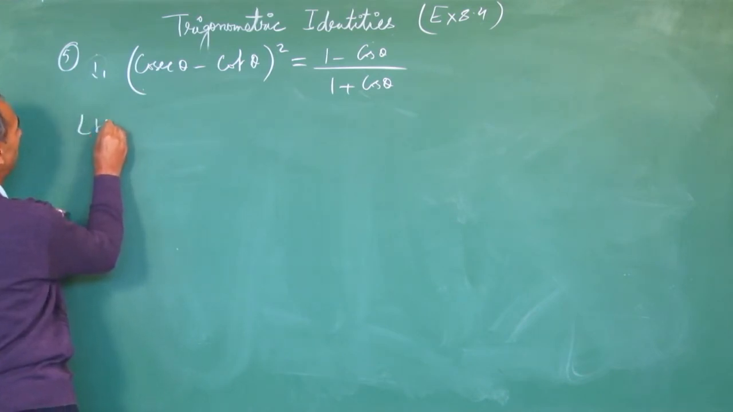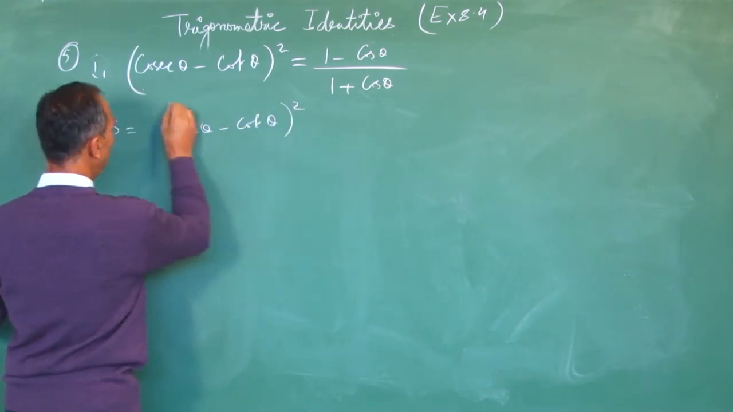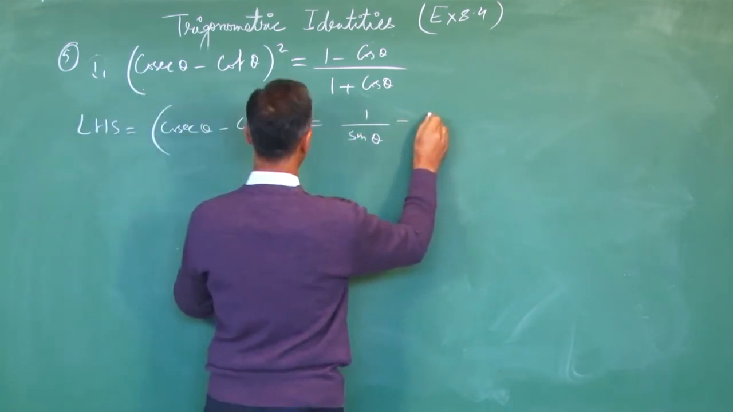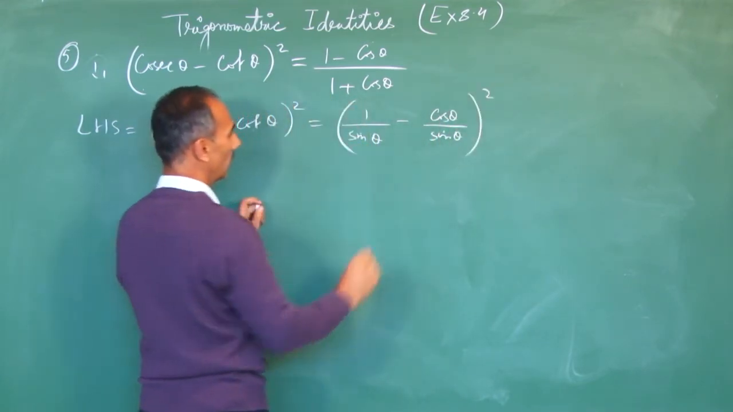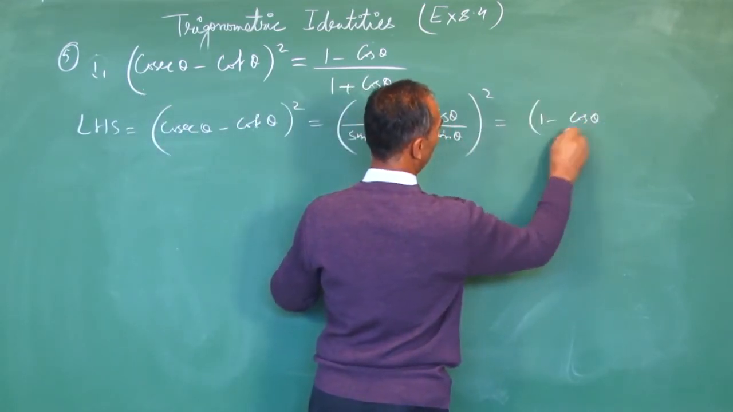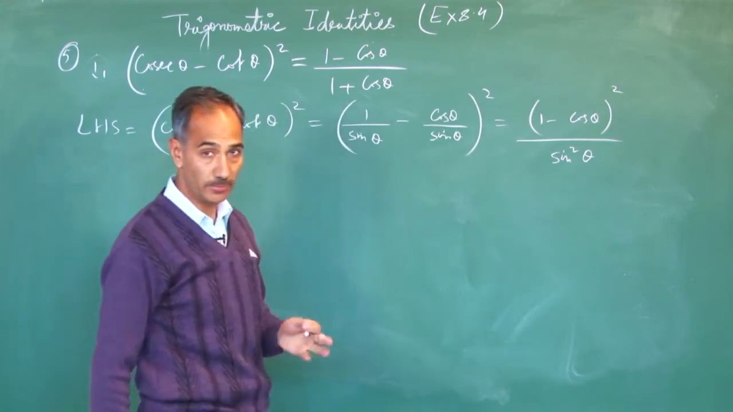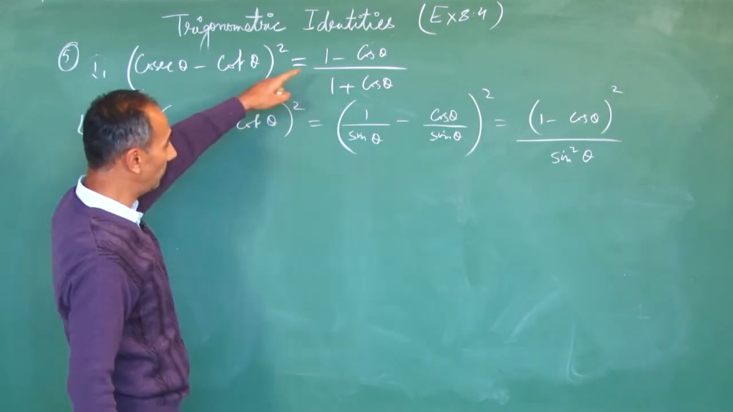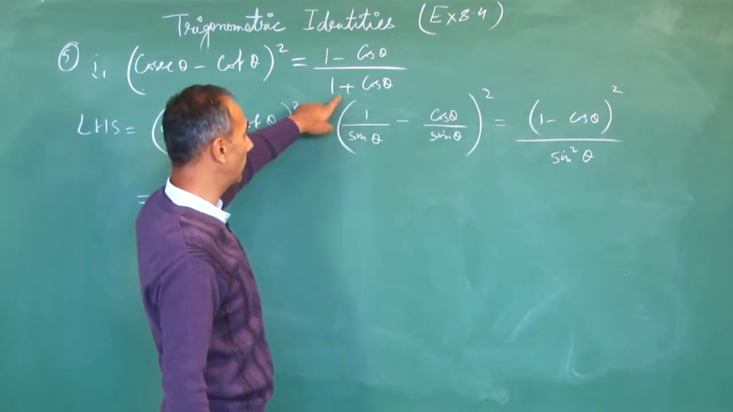So I will work on the left hand side. Left hand side is cosec theta minus cot theta, square of that. Now if we simplify this, cosec theta will be 1 upon sin theta, and cot theta will be cos theta upon sin theta, square of that. So this could be expressed as 1 minus cos theta, square of that, and denominator sin square theta. I have taken the individual squares for the numerator and the denominator. Have an eye on your right hand side. My right hand side is 1 minus cos in the numerator. I did prepare that 1 minus cos. You have two factors for that. But the denominator is 1 plus cos.